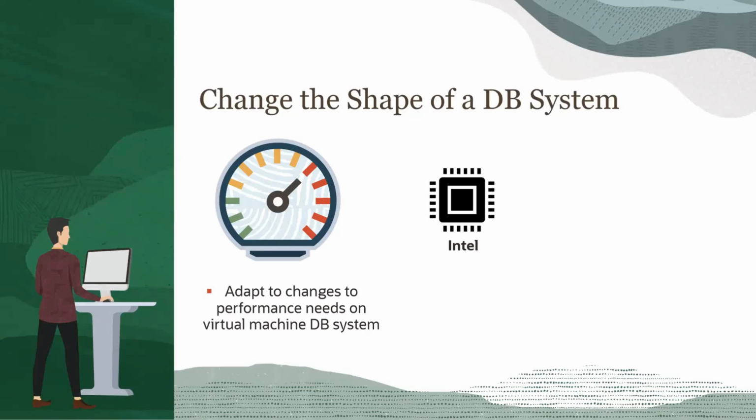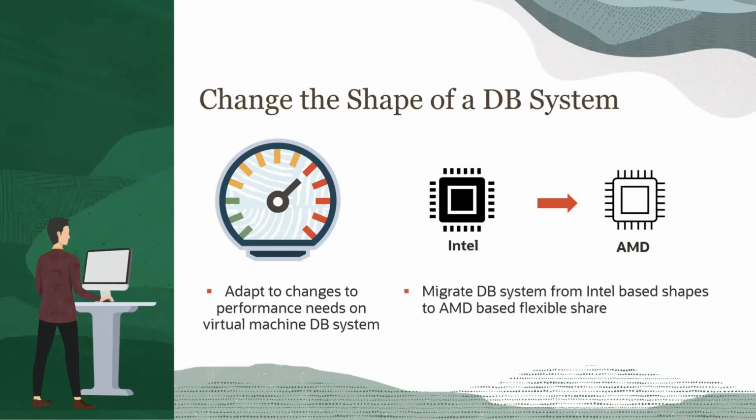So you might need to reapply some of the customization if you're going, for example, from Intel to AMD. Your shape will change, and that may mean different OCPU, different memory, as well as network bandwidth considerations. Migrating your database system from one shape to another can be accomplished by changing the shape.